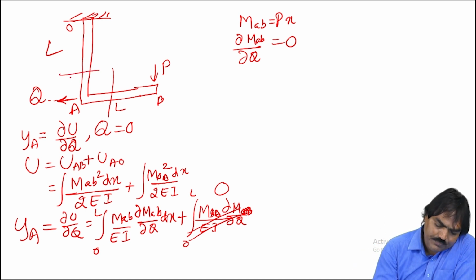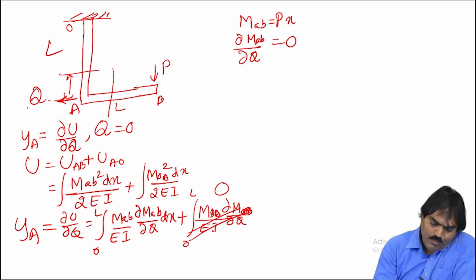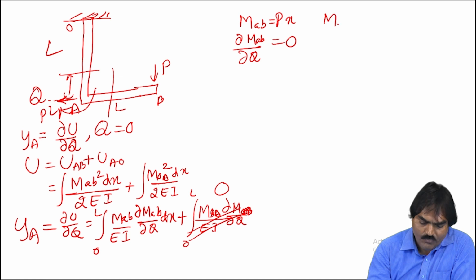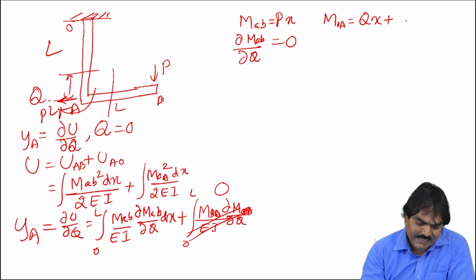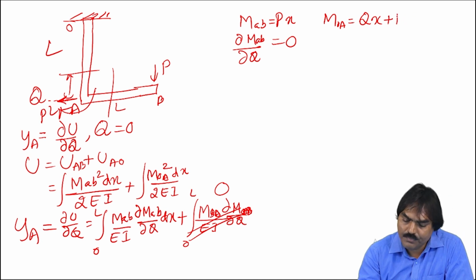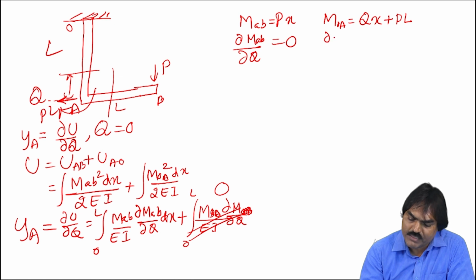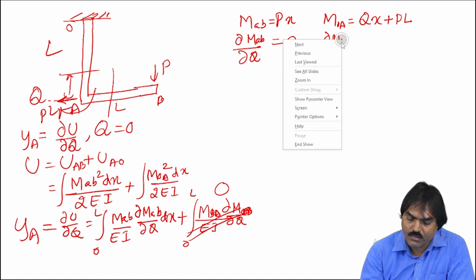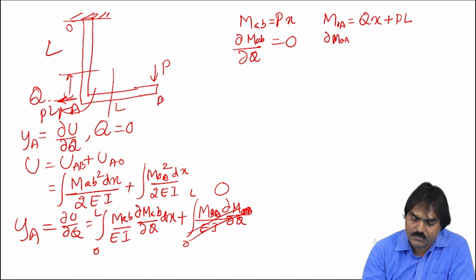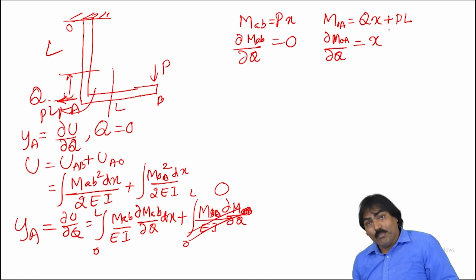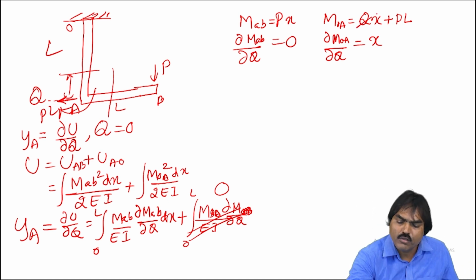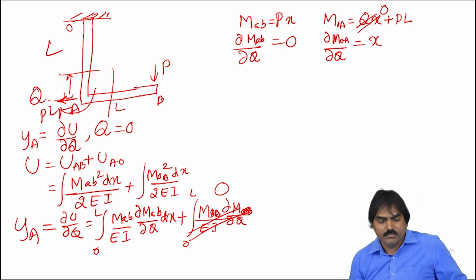Now when I take the moment here, the moment becomes P into L. Here the moment is P into L plus Q into X. That means M_OA is equal to QX plus P into L. Then what is dou M_OA by dou Q? That becomes X. But actually Q is a dummy load, so this term also becomes 0. Now substitute that.